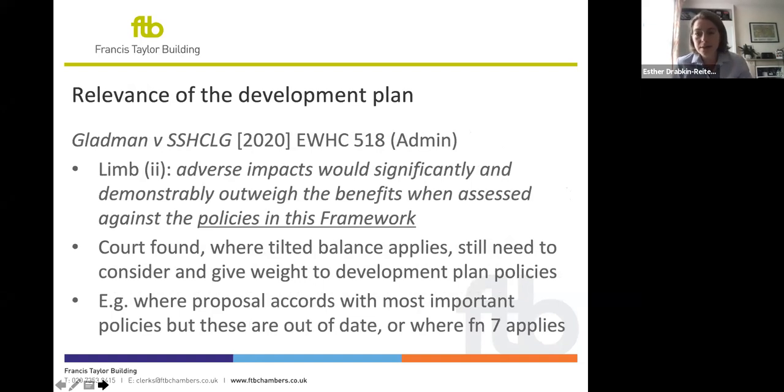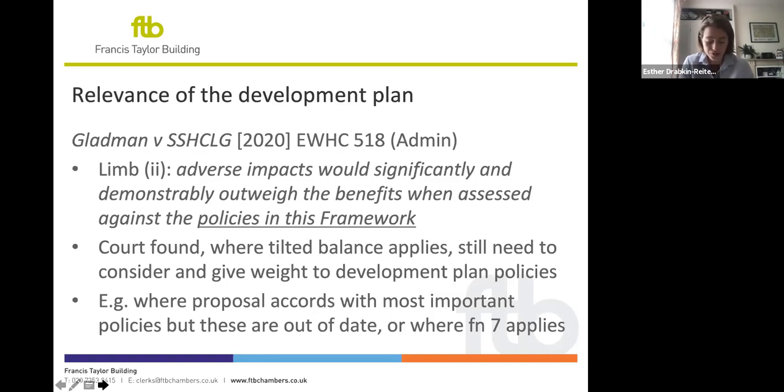So one of the most recent decisions on the tilted balance, this judgment was handed down in March of this year, is another Gladman case. And this case considered the relevance of the development plan. And Andrew and I have already explained the emphasis that's in the NPPF 2019 on the primacy of the development plan. And this decision really supports that emphasis and just reminds all involved in the planning process that the development plan does continue to apply, notwithstanding the tilted balance might be engaged.